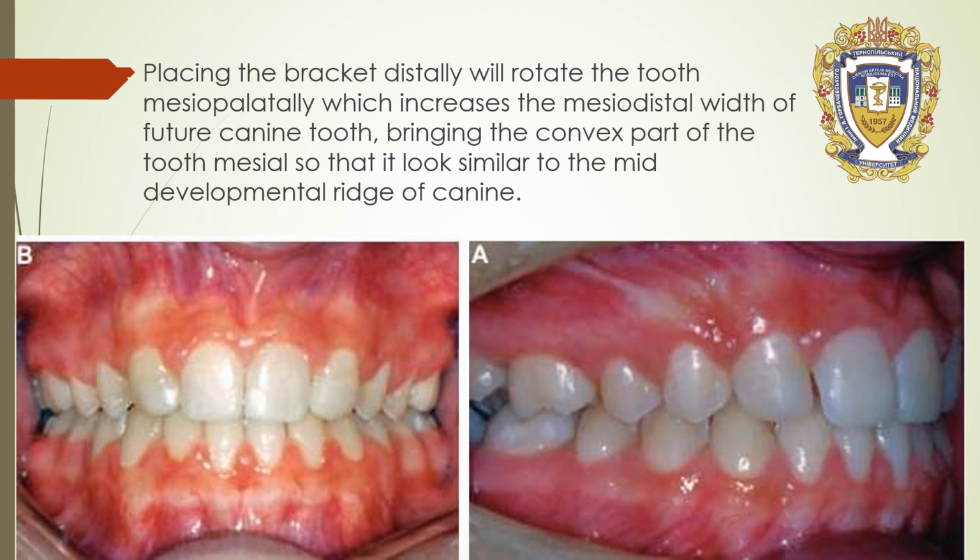Placing the bracket distally will rotate the tooth mesiopalatally, which increases the mesiodistal width of the future canine tooth, bringing the convex part of the tooth mesial so that it looks similar to the mid-developmental ridge of a canine. As you can see, the first premolar has the role of a canine.